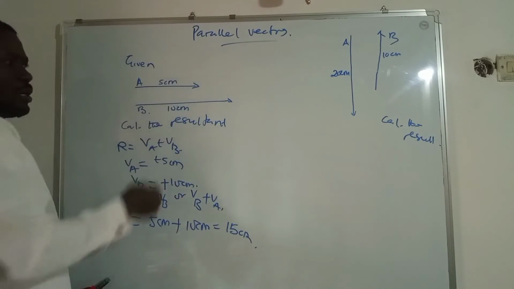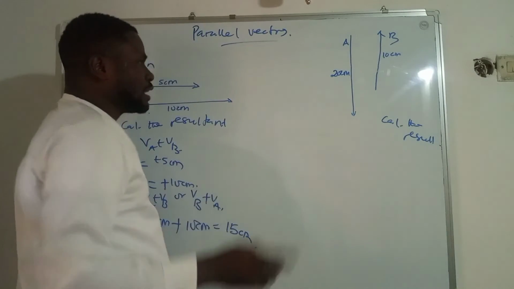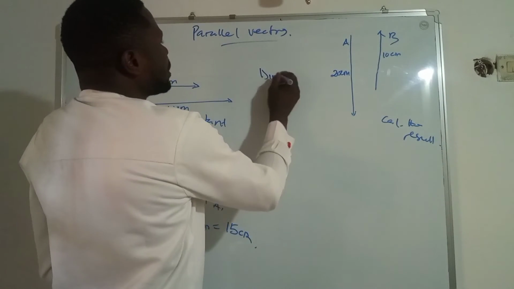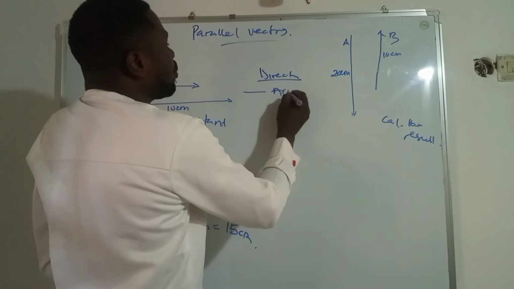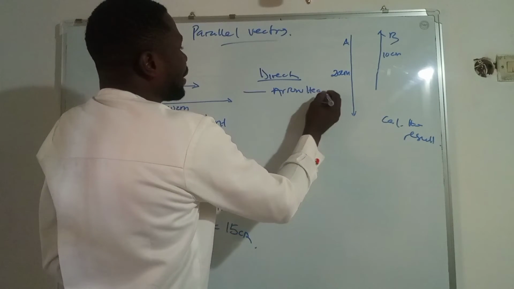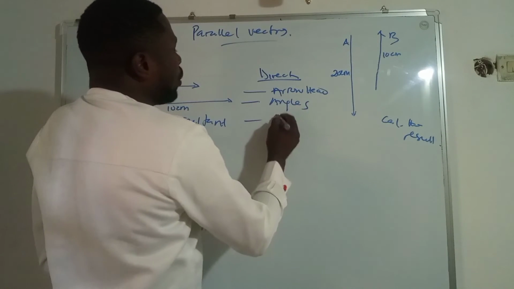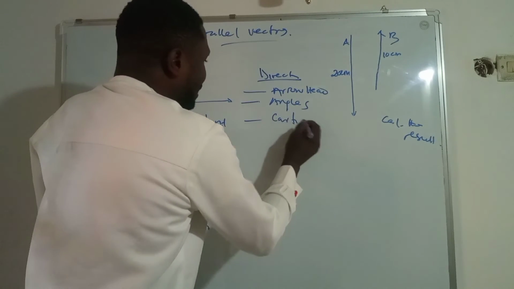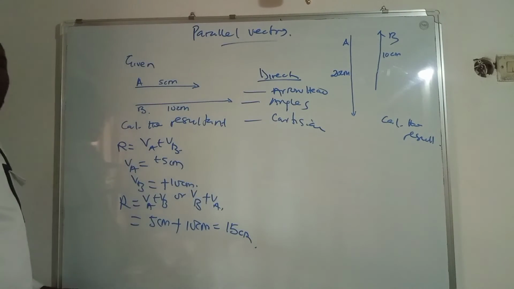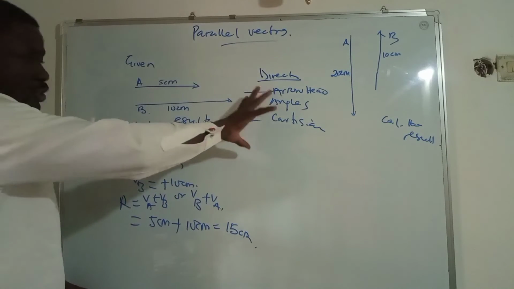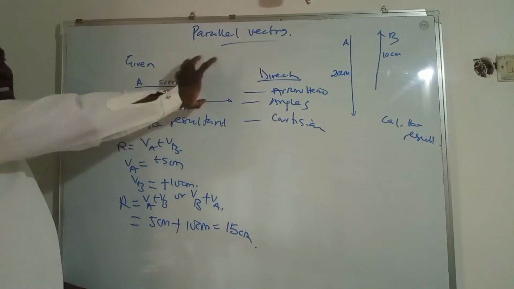This is the direction. Please, at this point, I want to remind you that direction is always indicated. At any point in time, you can either use the arrowhead to indicate direction, or you can use angles to indicate direction, or the Cartesian system. You can use either of those to locate the direction. Here, it is the arrowhead they use to indicate direction.